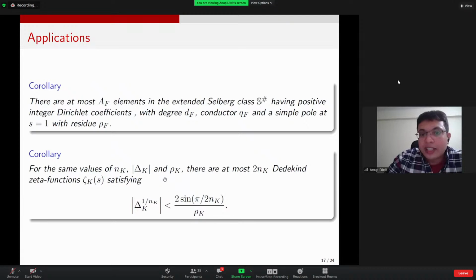However, I believe that if you just give me the residue, I should be able to uniquely determine the Dedekind zeta function. For instance, if you just focus on the quadratic Dedekind zeta function associated to quadratic fields, then the residue uniquely determines it. And I believe that should be true in general, but I don't have a proof for that.